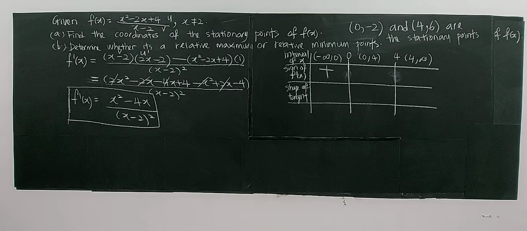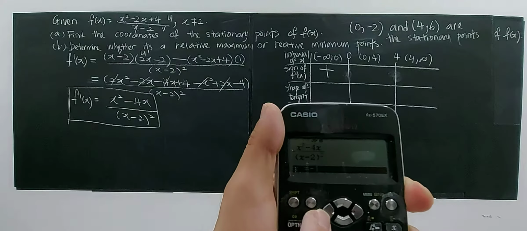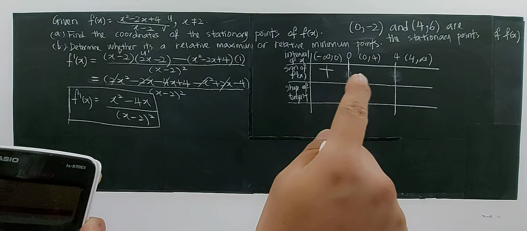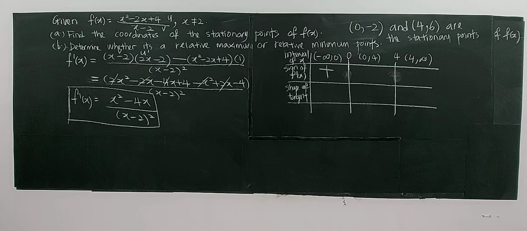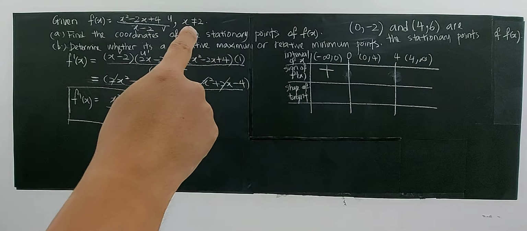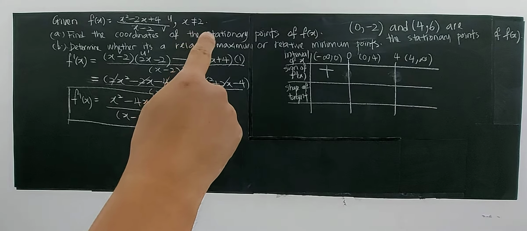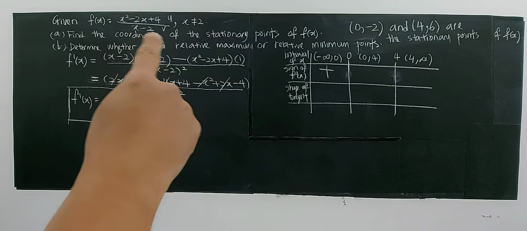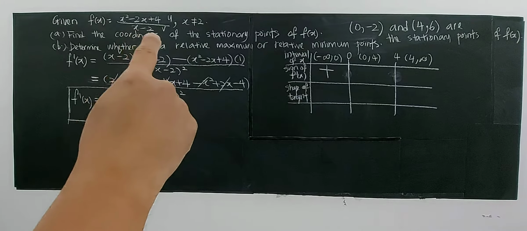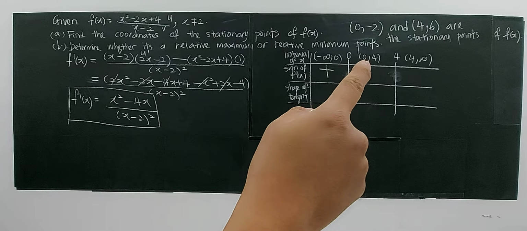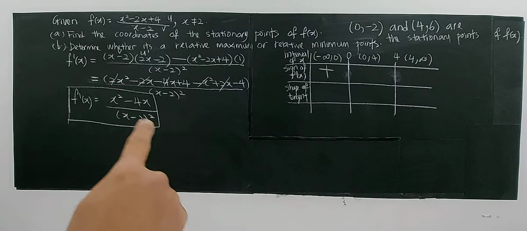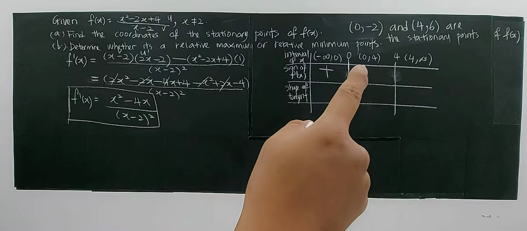Now I will check between 0 and 4, so I will choose 1. But be careful about this problem. It is very different from a polynomial function because there is an asymptote here. From your knowledge of limits and continuity, x equals 2 is a vertical asymptote. So you don't choose 2 or 3, because if you choose 2, the function will be undefined.